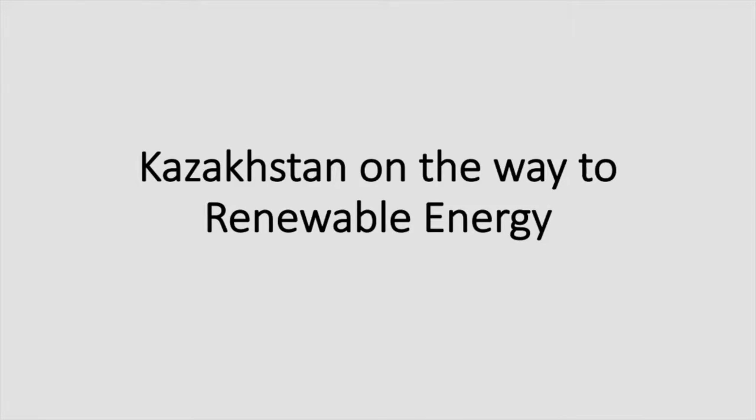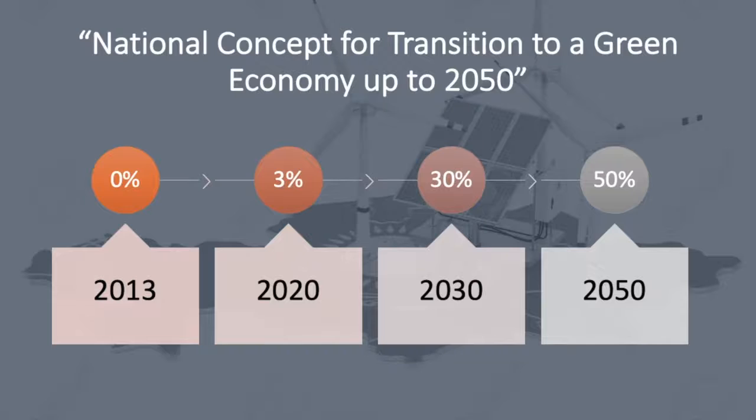So let's talk about Kazakhstan on the way to renewable energy. Kazakhstan is a vast but sparsely populated country rich in natural resources, located in the center of the Eurasian landmass. In recent years, it has embarked on building a green economy, taking the lead among its Central Asian neighbors. The country has set itself a clear target. By 2030, emissions are supposed to be reduced by between 15 and 25% compared with the 1990 level.